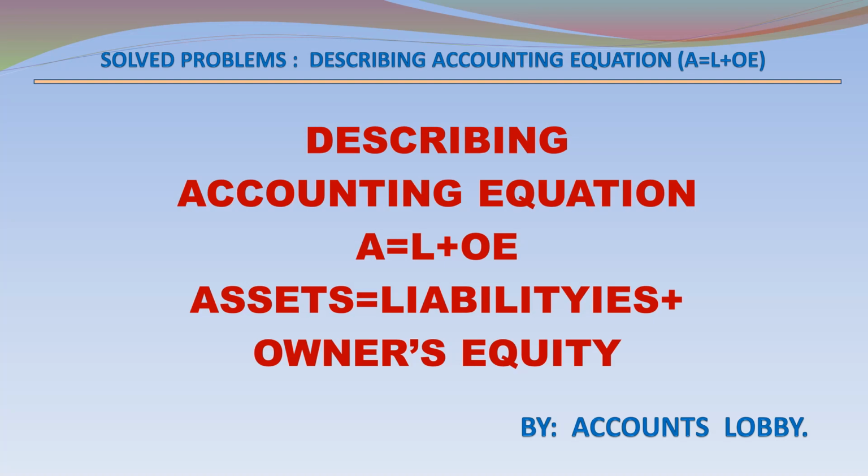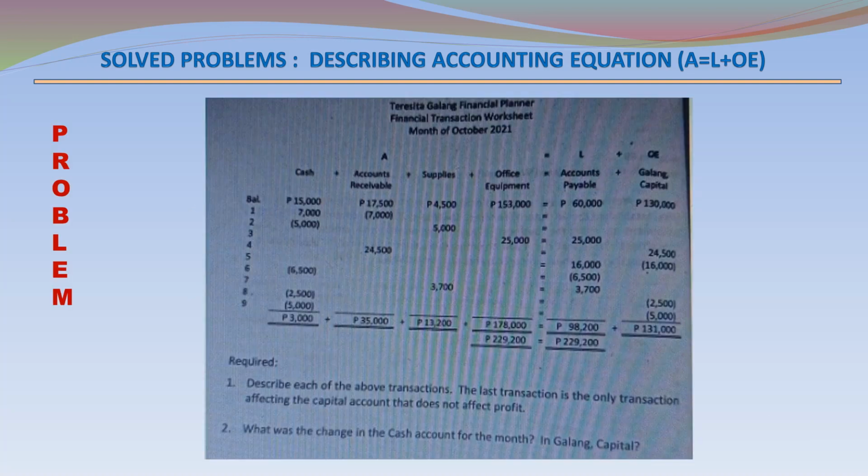Solved problems describing the accounting equation. A is equal to L plus OE: Assets is equal to liabilities plus owner's equity. Problem. Galang Financial Planner. Financial Transaction Worksheet.